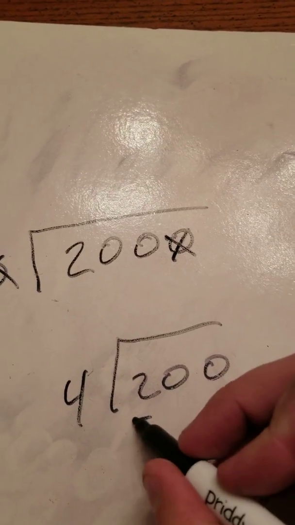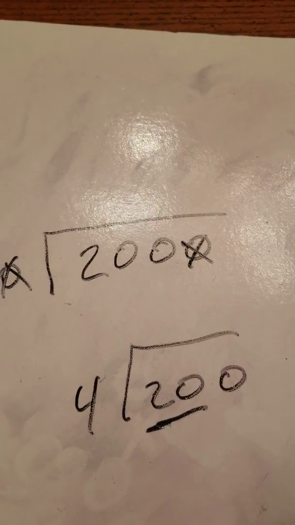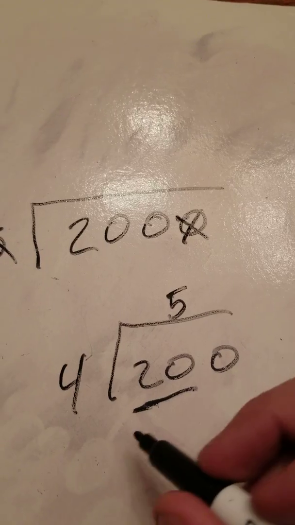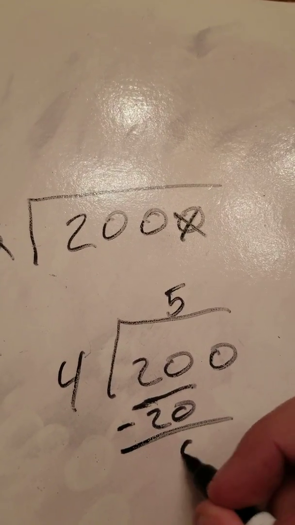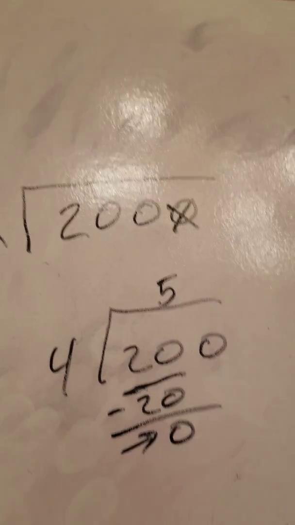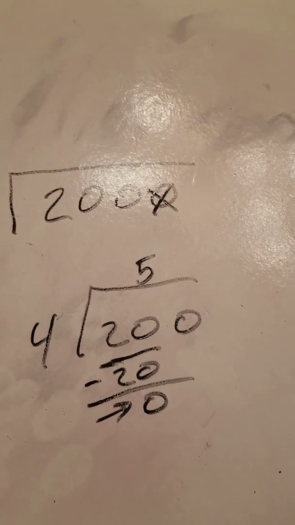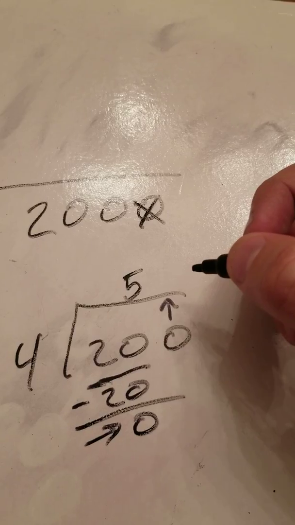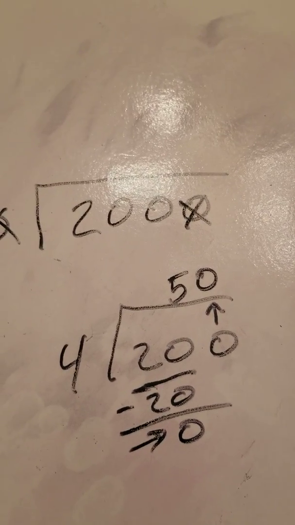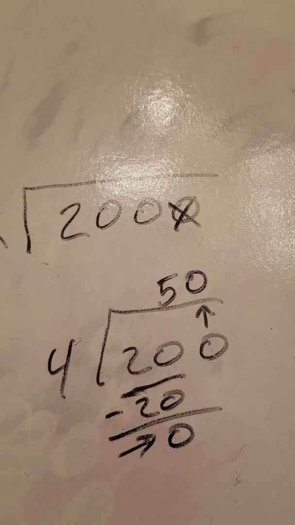4 will not fit into 2, but 4 will fit into 20. It will fit in there 5 times. 5 times 4 is 20, so we're going to subtract 20 from 20. We're left with 0. What's nice is when we have a remainder of 0 and we still have zeros left to do, we can bring that 0 and just pop it up. And so 50 rubber bands are going to go to each one of his friends.